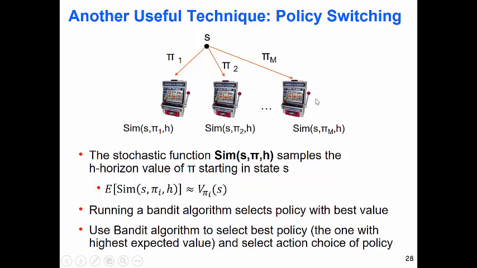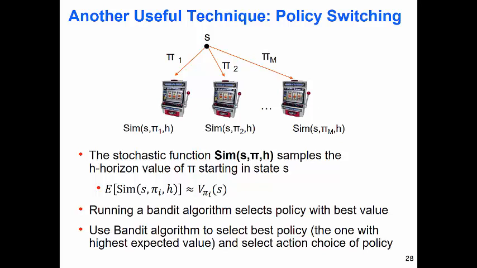Which policy is best? Well, you could simulate a policy many times from that state, and the average of those simulations will be the estimate of its value in that state, right? And then you could do that for every policy, and the best one would be the one with the best average value. And a bandit algorithm will try to give you a way of finding that quickly, more quickly than just doing uniform sampling.